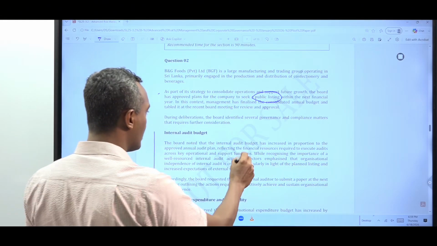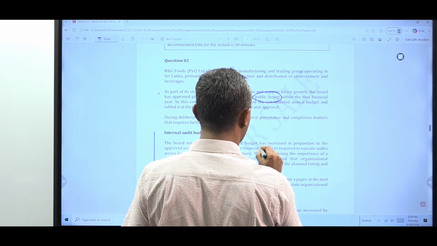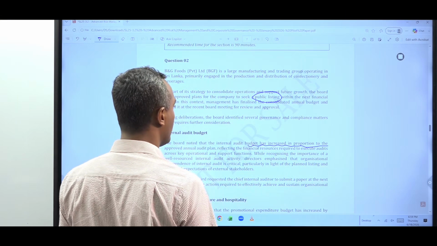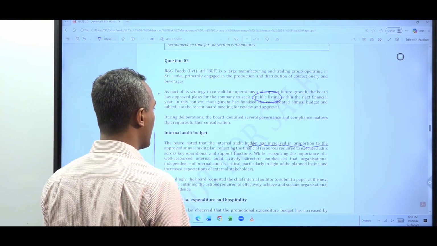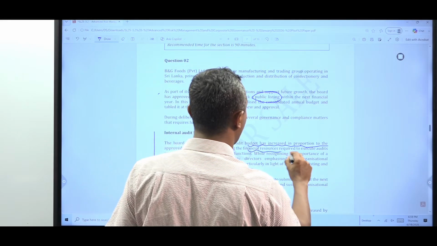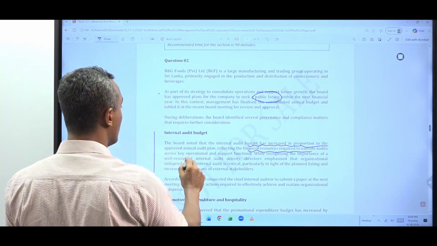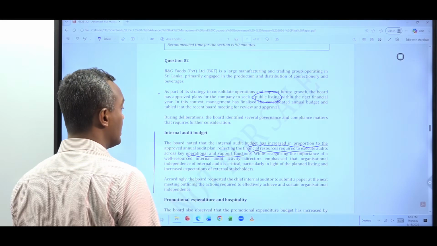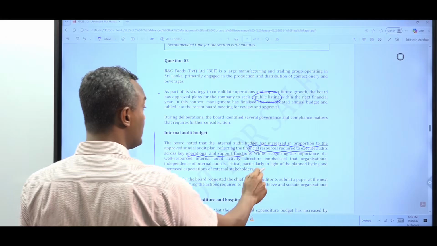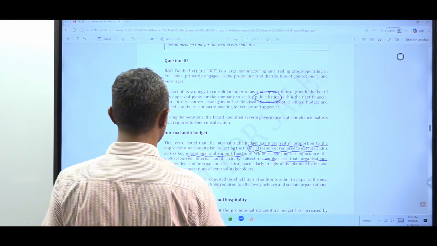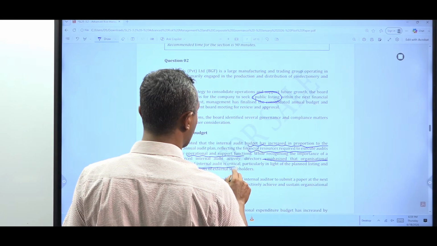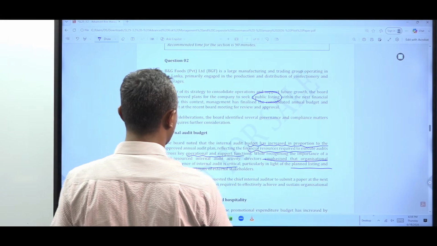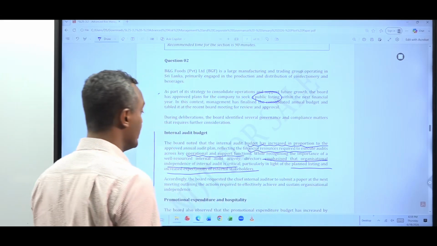The board noted that the internal audit budget has increased in proportion. Now they are talking about the internal audit budget. Budget has increased, right? Compared to the annual audit plan, reflecting financial resources required to execute audits across key operational and support functions. While recognizing the importance of a well-resourced internal audit activity, directors emphasize that organizational independence of audit is critical, particularly in light of the planned listing and increased expectations of external stakeholders.